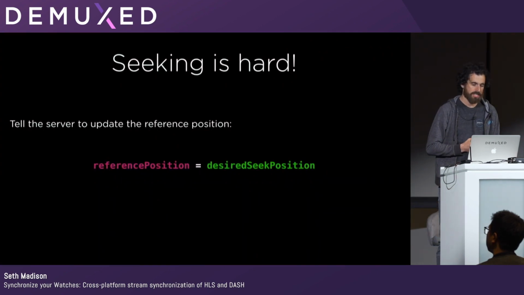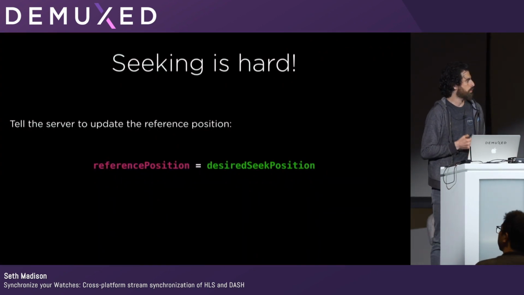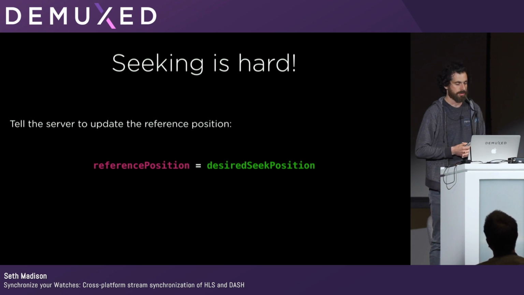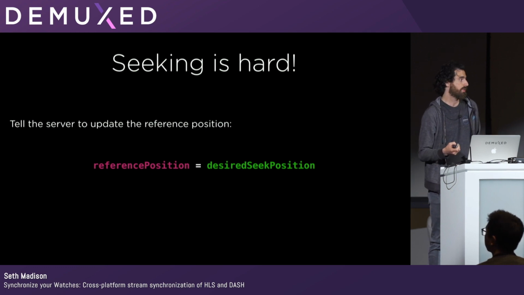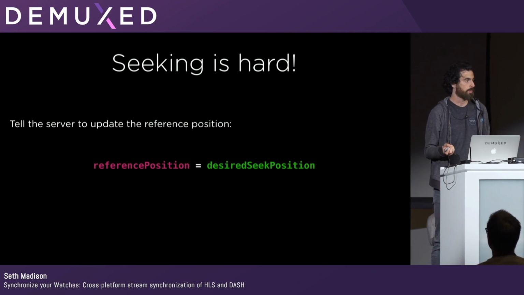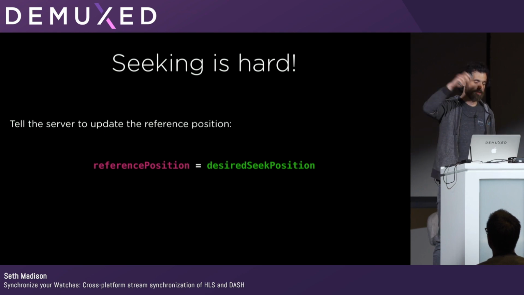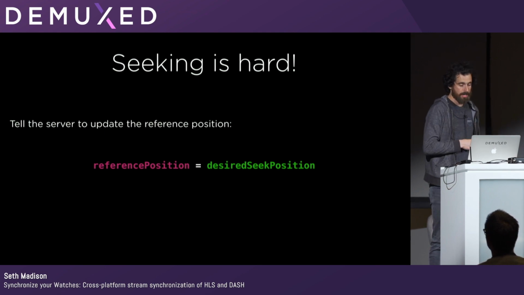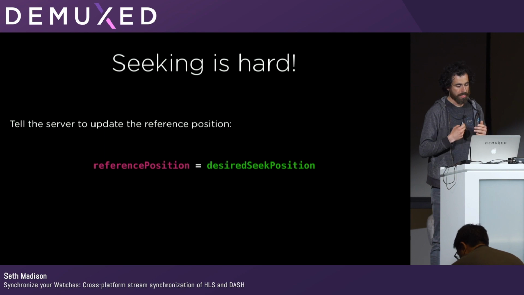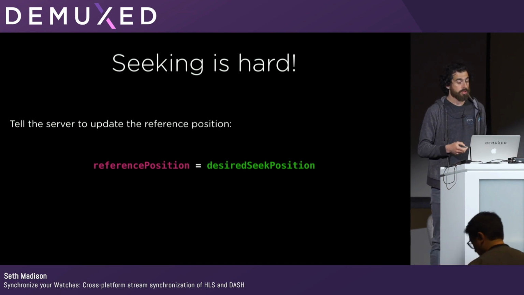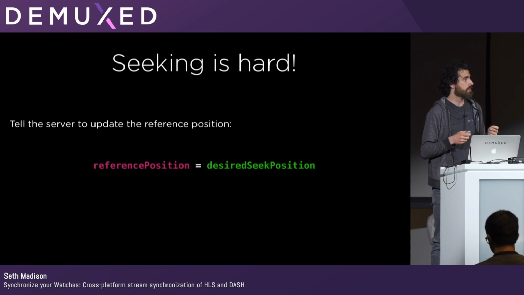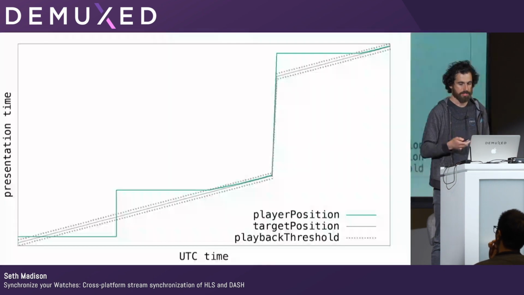Last thing to talk about here is that seeking in this world that we've created for ourselves turns out to be really hard. Earlier I mentioned that we're going to mutate the synchronizer whenever we seek, and so the simplest way to do that is we're going to set the reference position to the desired seek position. But given our time to buffer estimation that we just talked about, if we do the mutation that way, it means that the user is never going to see the desired seek position, right? So let me show you what that looks like.